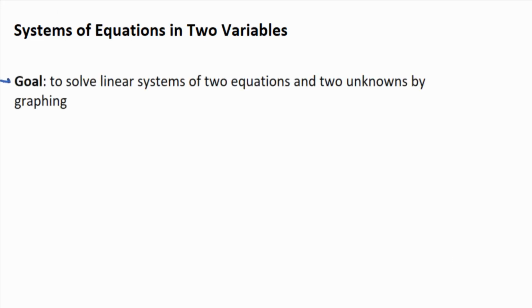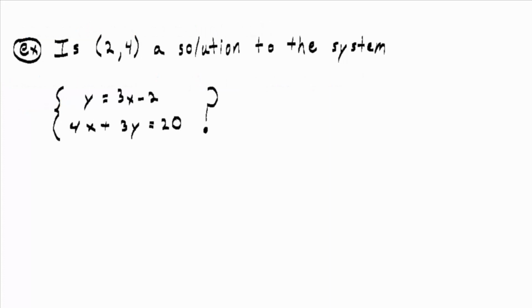Guys, today we're talking about systems of equations in two variables. The goal in this section is to solve linear systems of two equations and two unknowns by graphing. What is a linear system? Well, let me write one down for you, and then we can talk about it.